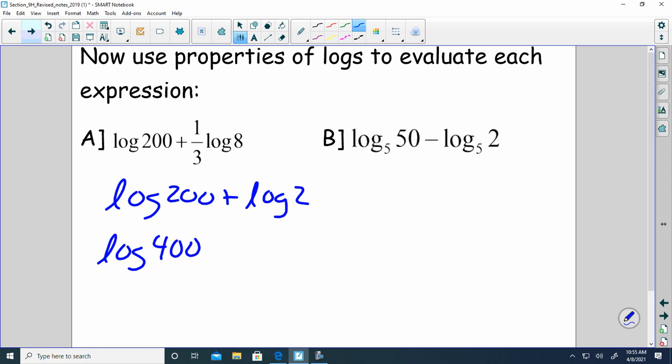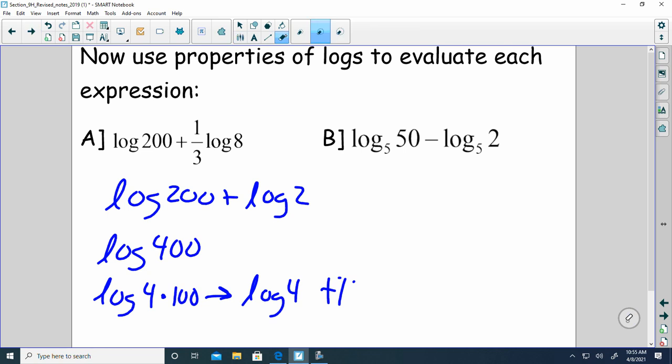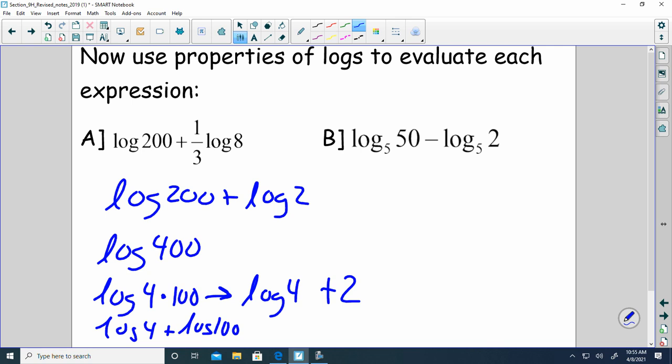Okay. Any thoughts? How can we get further on this? What's that? 4 times 100? You guys are so smart. Which is technically log 4 plus 2. Wait. If I expanded that, that should have been log 4 plus log 100. Where did the 2 come from?